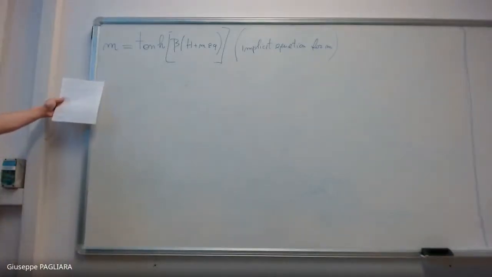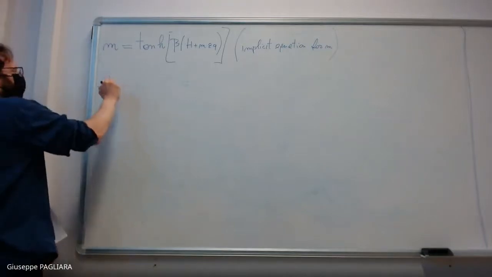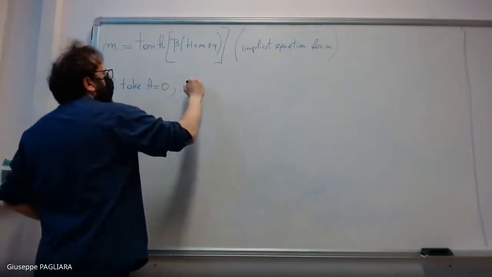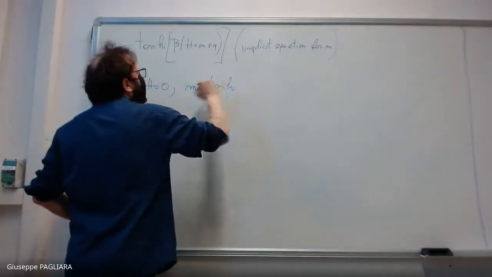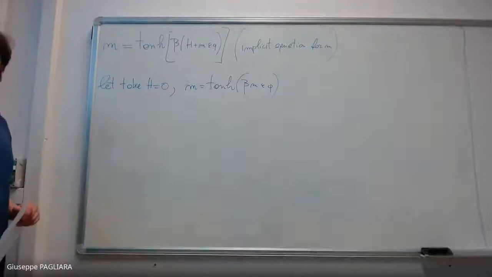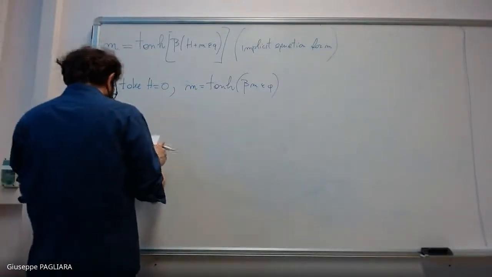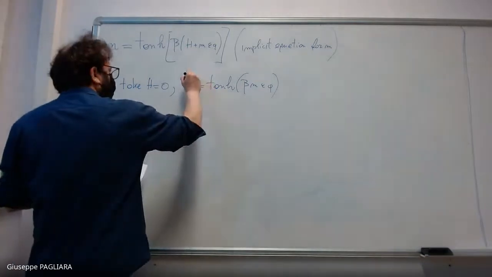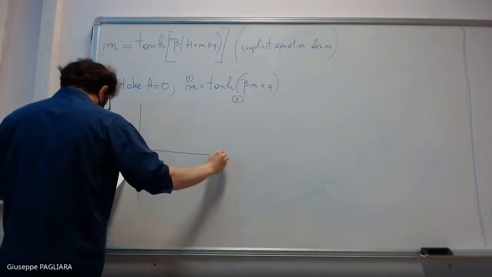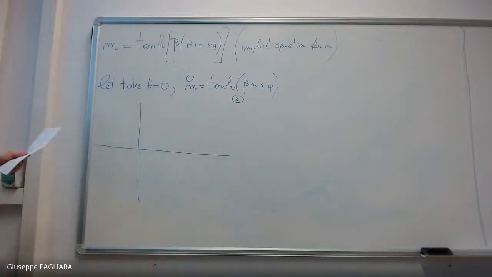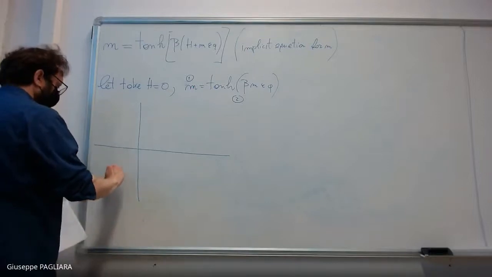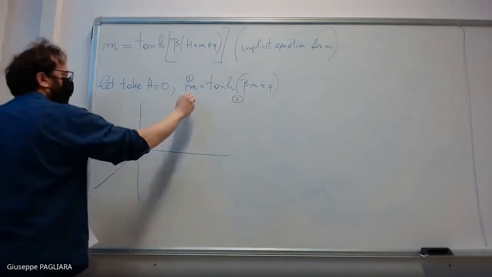So let's work first of all in the case of h equal to 0. Let's take h equal to 0, and therefore m is equal to the hyperbolic tangent of beta m epsilon q. And let's make a plot of this quantity. So these are, let's say, function 1 and function 2. Now, the function 1 is just m, and therefore is just a line like this, no? Okay. This is the plot of 1.